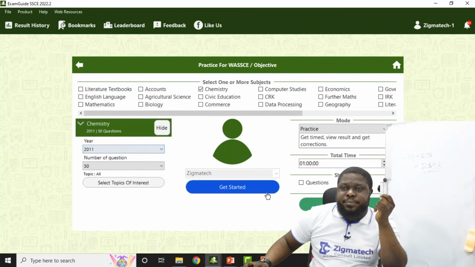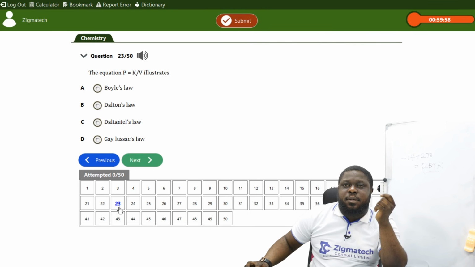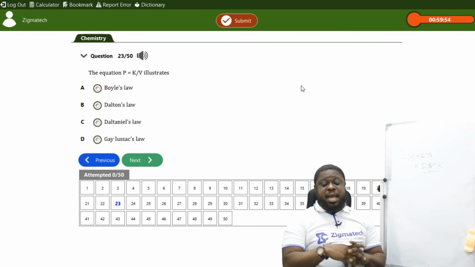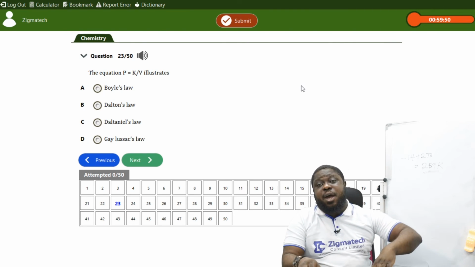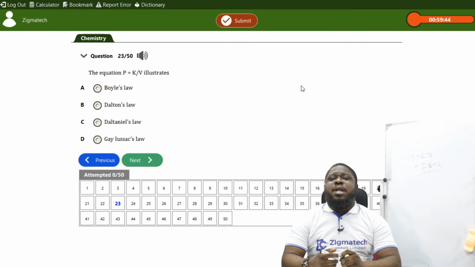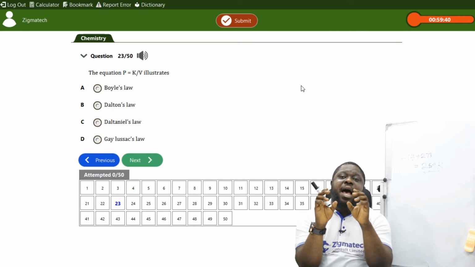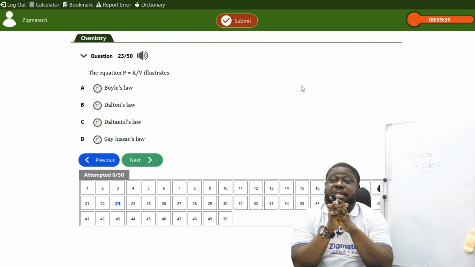Question 23. 2011 question 23. It says the equation P equals K over V illustrates... I told you about the laws. If you check there, there's no temperature. You have only pressure and volume, and the K is the constant.